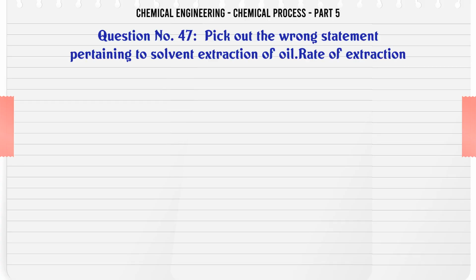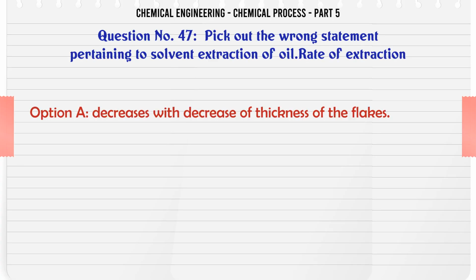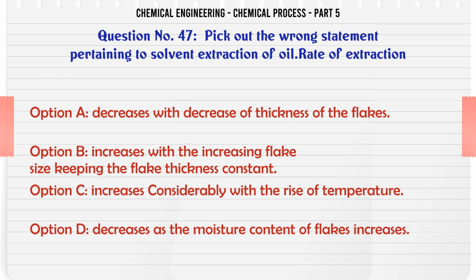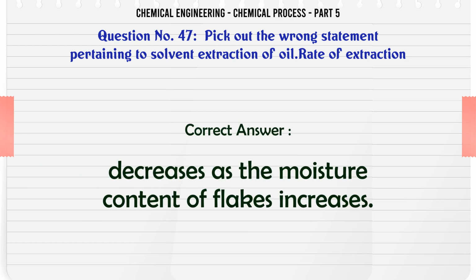Pick out the wrong statement pertaining to solvent extraction of oil. Rate of extraction: A. decreases with decrease of thickness of the flakes, B. increases with the increasing flake size keeping the flake thickness constant, C. increases considerably with the rise of temperature, D. decreases as the moisture content of flakes increases. The correct answer is decreases as the moisture content of flakes increases.